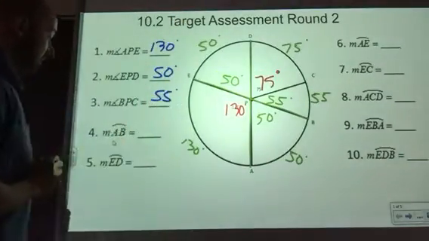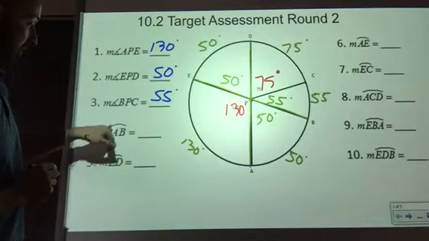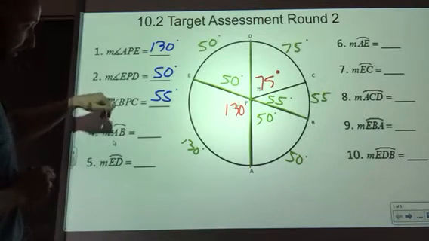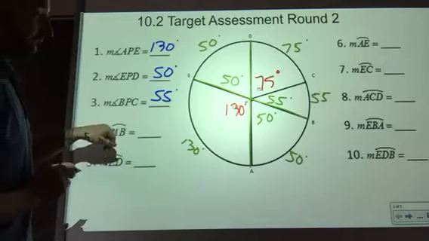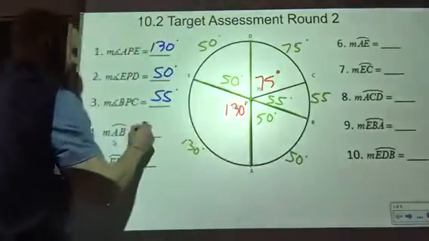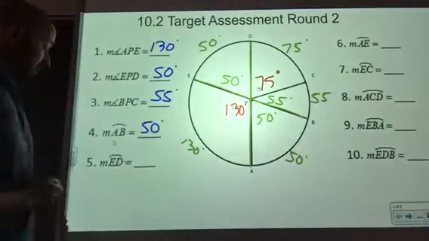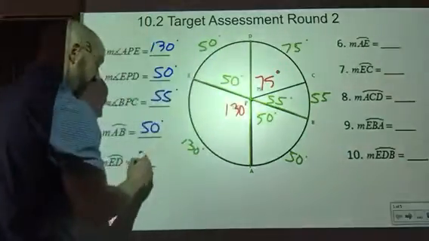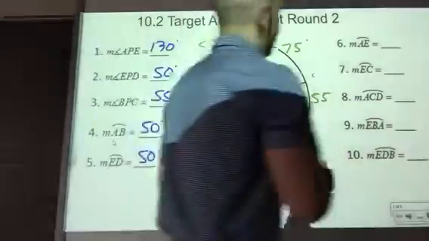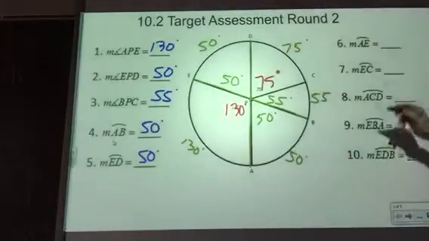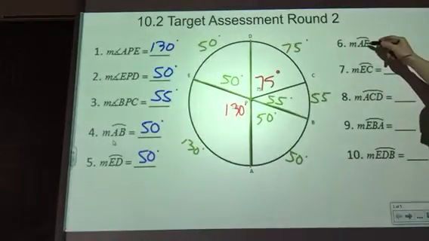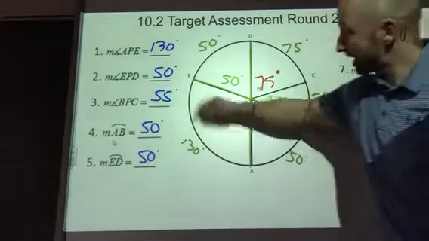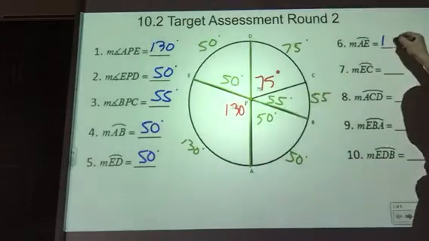All right, so now we're switching over to finding arc measures. We notice the notation change there from angle to arc. So I want arc AB, I have labeled as 50. Arc ED, I have labeled as 50. All right, number 6, I have finding the measurement of arc AE. So AE we have as 130.